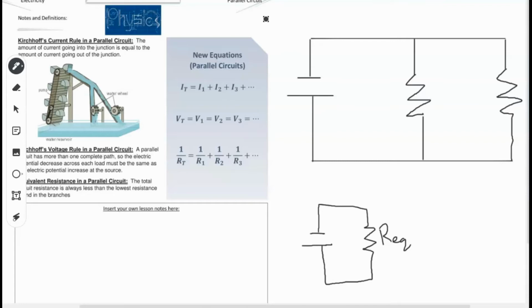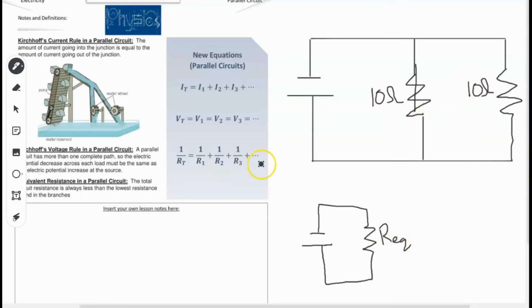This is what happens here. The more branches that we open up, the more we reduce the total resistance in the circuit, which increases the total current in the circuit. So our equivalent resistance here is going to be actually less than either of these resistors on their own. So what do I mean? Let's actually just write an example here. Let's say this is 10 ohms and this is 10 ohms.